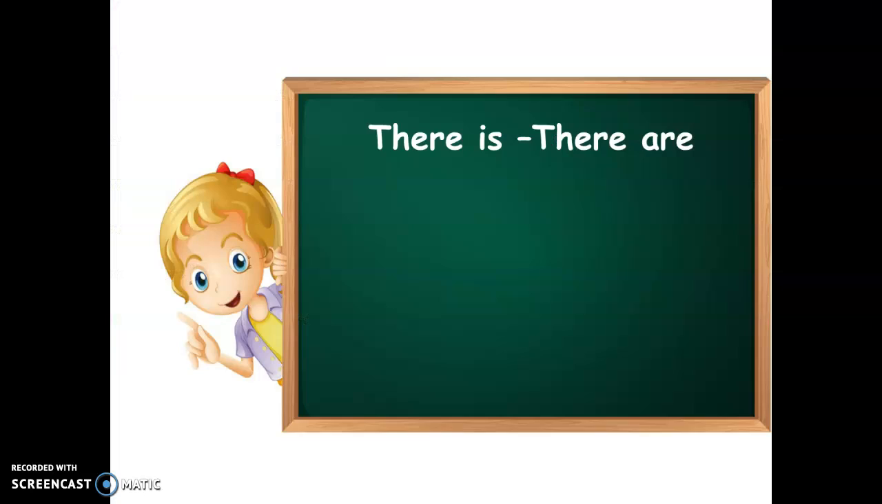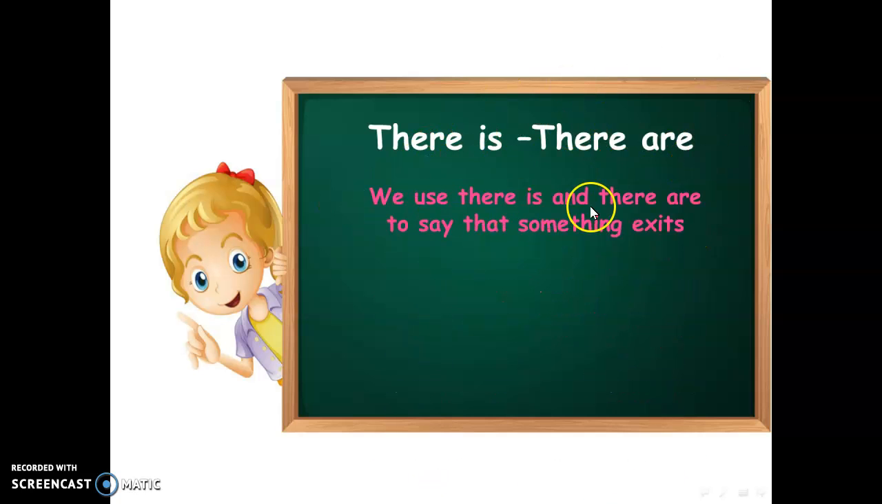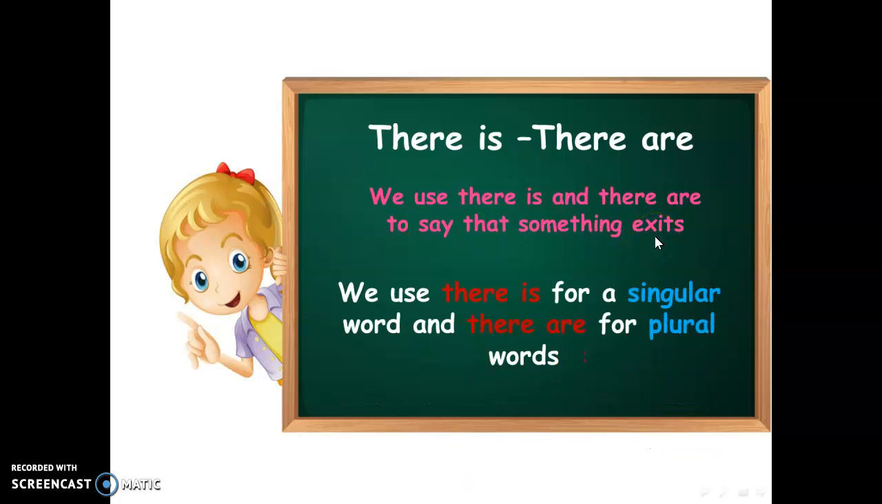Okay? Let me start my own lesson for today, girls, and I will start with there is and there are. First of all, when can you use there is and there are, girls? We can use there is and there are to say that something exists. For example, there is a cat under the chair.